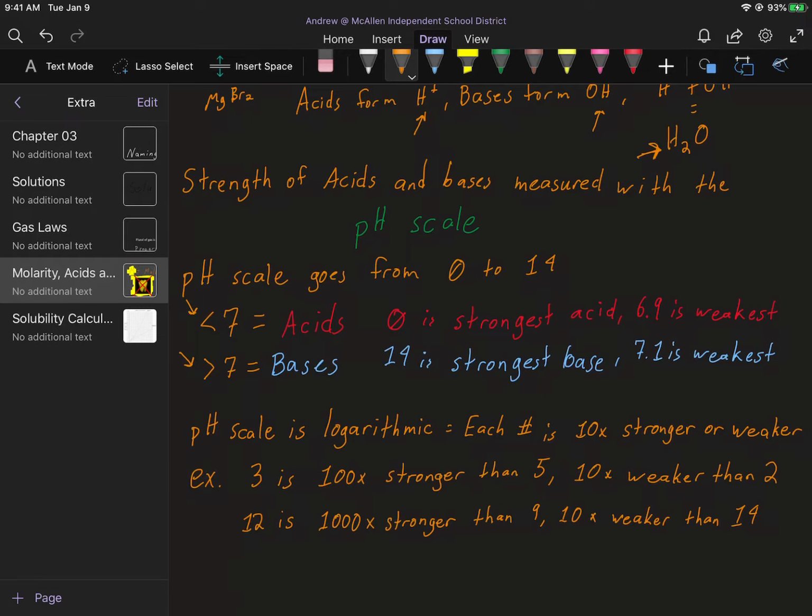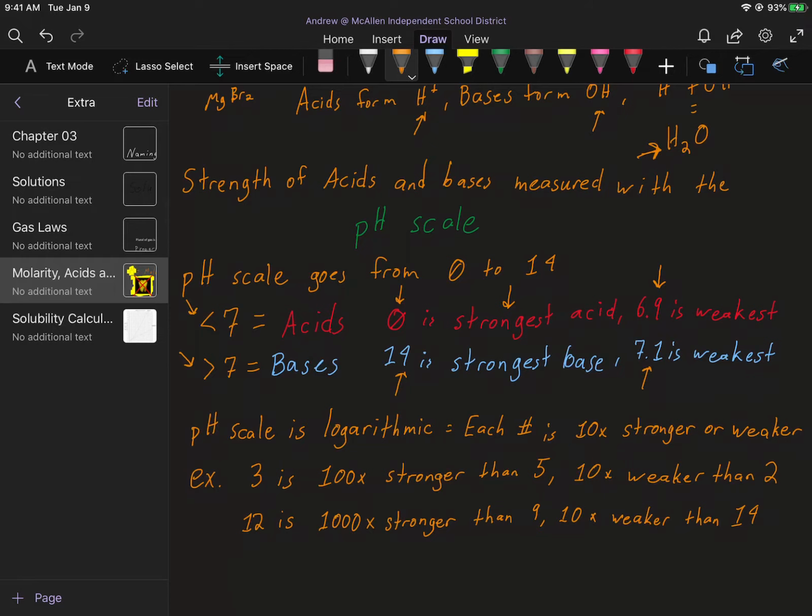So 0 is farthest away from 7, so 0 are the strongest acids, and then all the way up to 6.9, which is close to 7, those are the weakest acids. And then bases are the exact opposite. The further away from 7, for bases, 14 is the furthest away you can get. That's the strongest base. 7.1 is your weakest base because it's closest to 7.